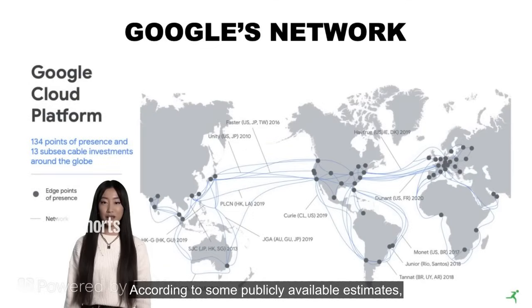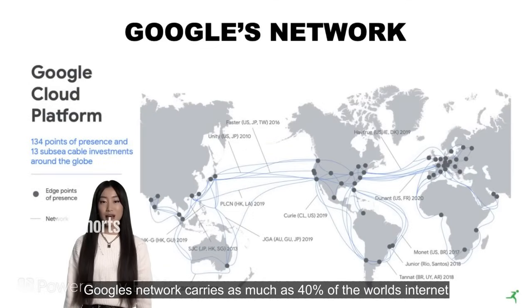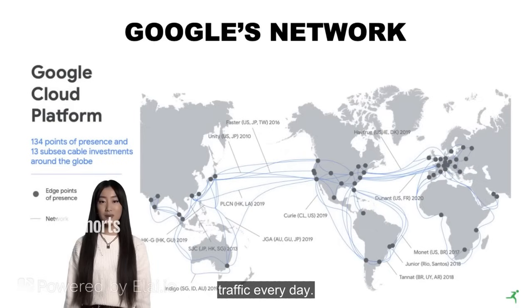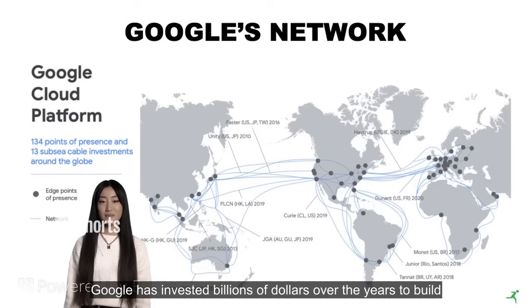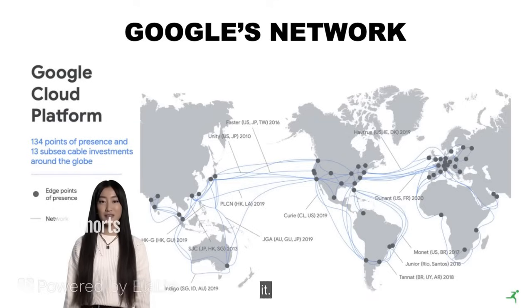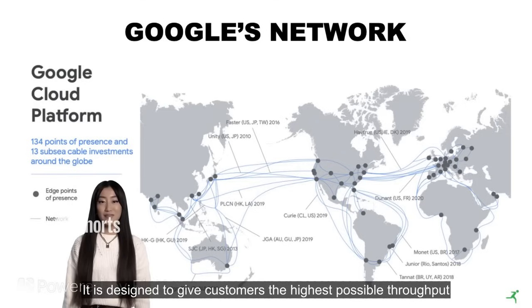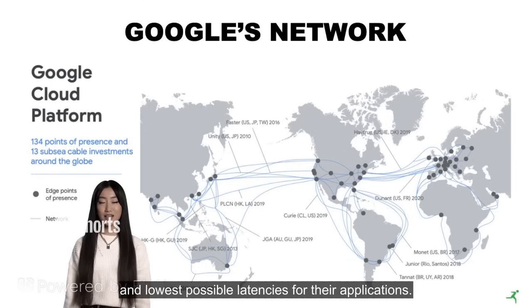According to some publicly available estimates, Google's network carries as much as 40% of the world's internet traffic every day. Google's network is the largest network of its kind on Earth. Google has invested billions of dollars over the years to build it. It is designed to give customers the highest possible throughput and lowest possible latencies for their applications.